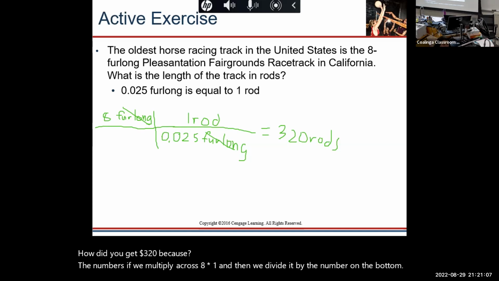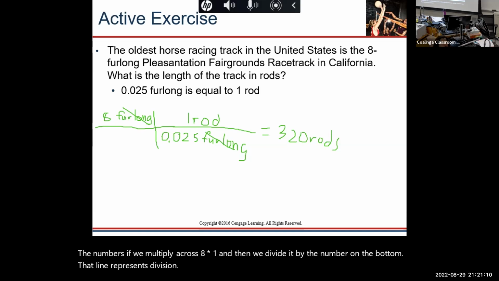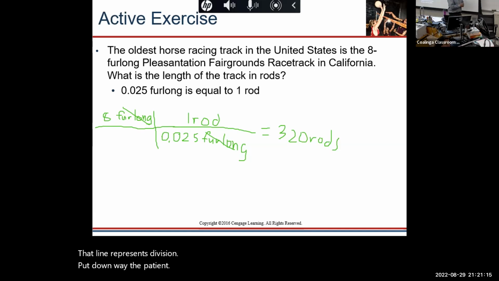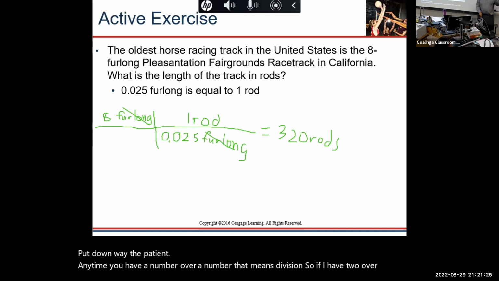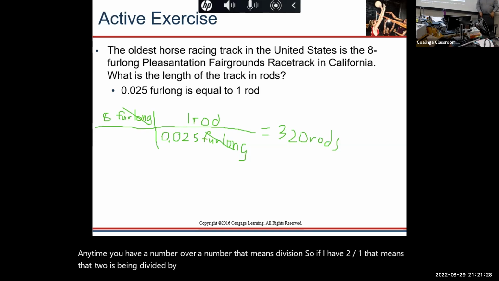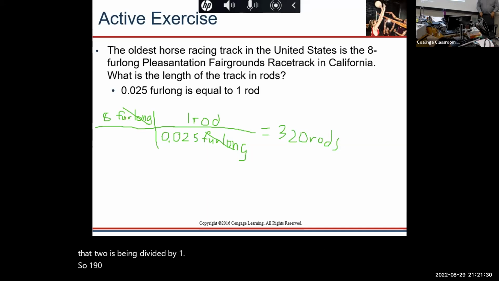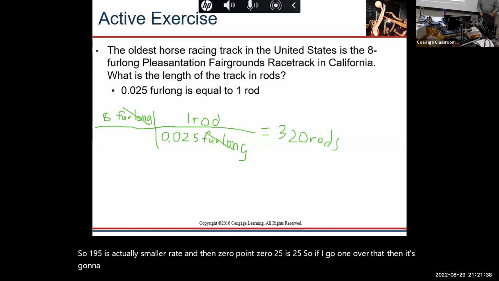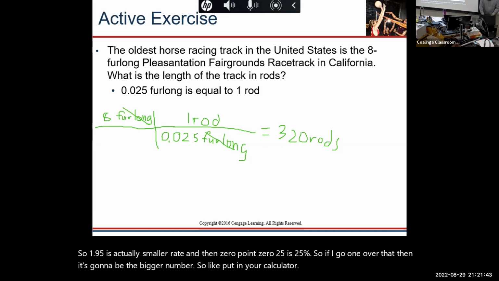That line represents division. Anytime you have a number over a number, that means division. So if I have 2 over 1, that means that 2 is being divided by 1. And then 0.025, so if I go 1 over that, put it in your calculator. I know we learned this, but put it in your calculator.